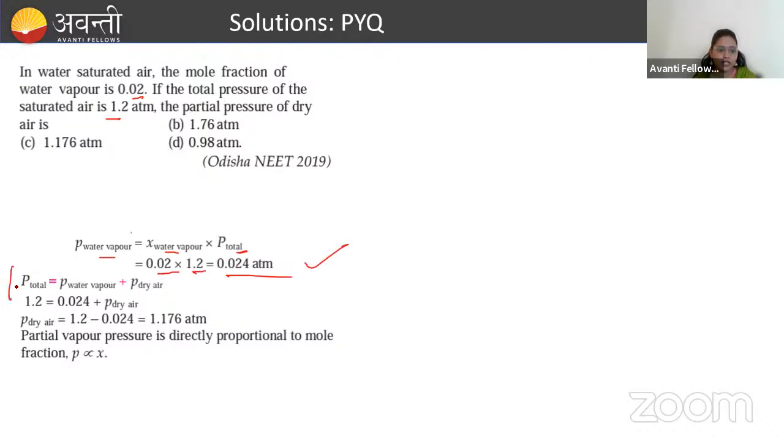Total pressure is equal to vapor pressure of water plus vapor pressure of dry air. Both the terms we know, so we can easily calculate it for the dry air. Partial vapor pressure is directly proportional to mole fraction. That is the relation we have used here. So what is the answer? 1.176 atm. That is option C, it is correct. Option A here is 1.5 atm, sorry. So 1.176 atm is the correct answer.